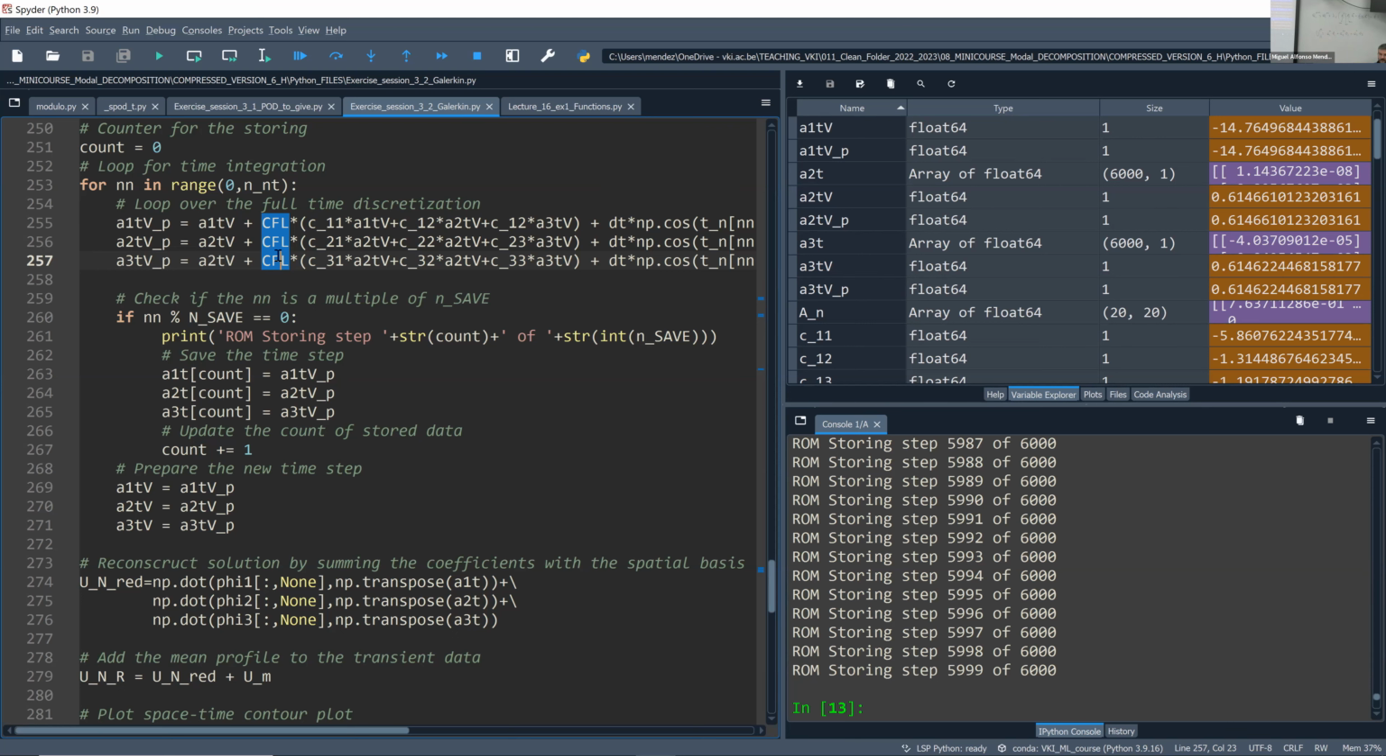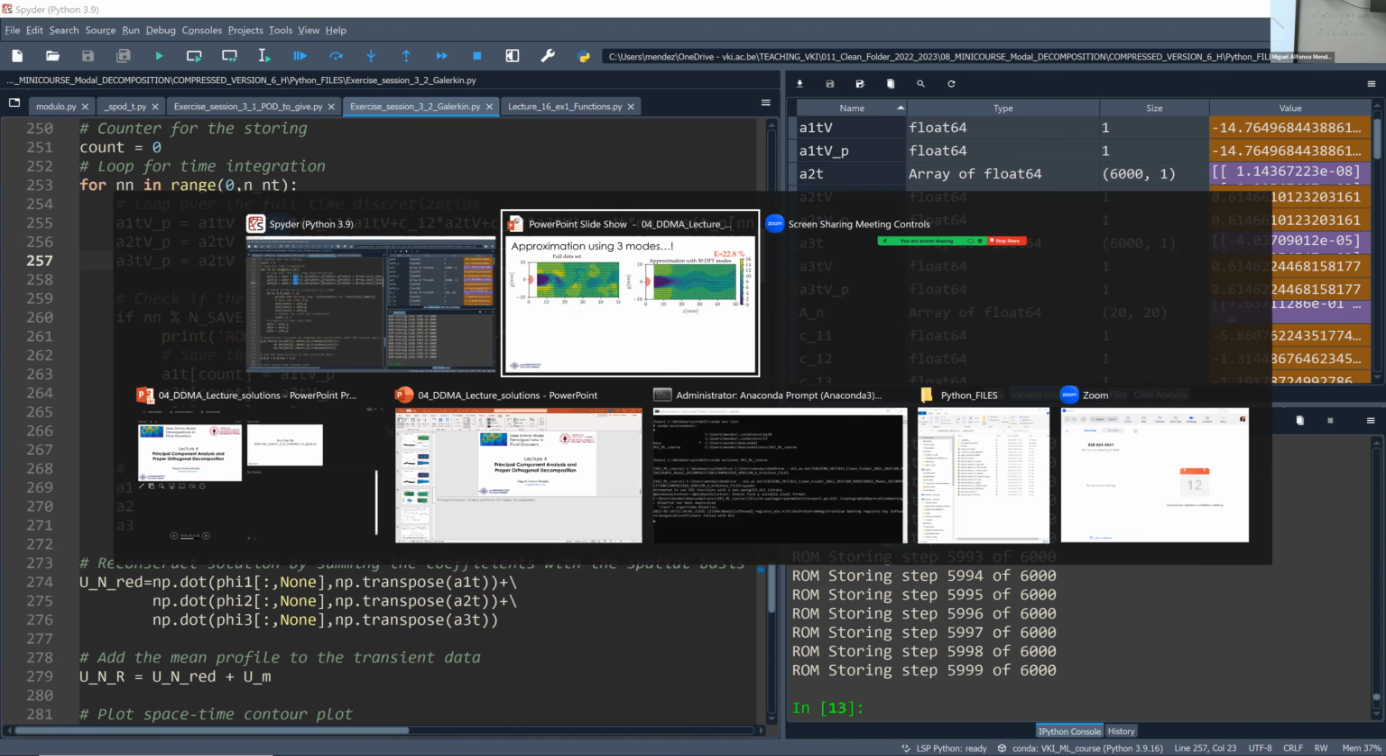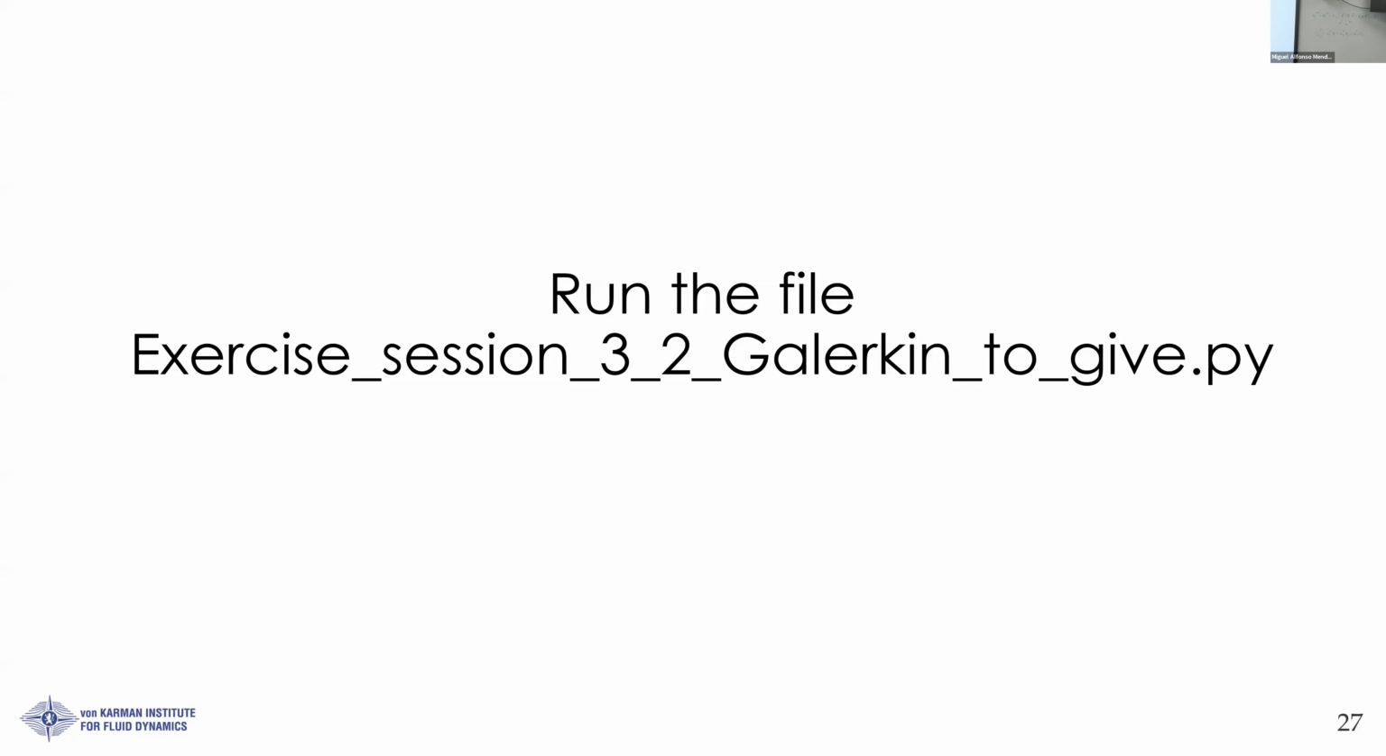So you should experience the fact that it goes much faster. And now if you look at the reconstructed versus the original one, I put the result in the slides. You will see that they look really similar, in fact.